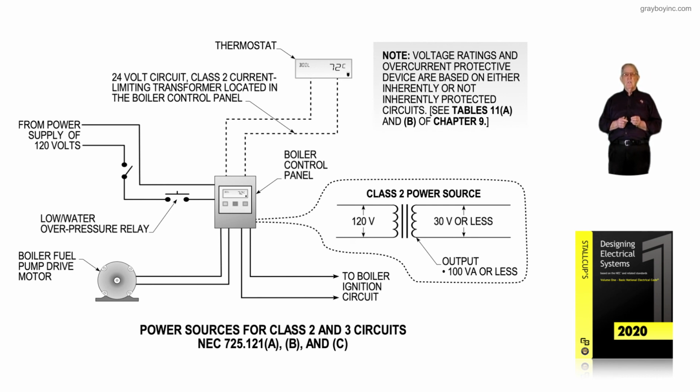So that's illustrated for that Class 2 power circuit in the dotted, circled information pointing toward the boiler control panel.